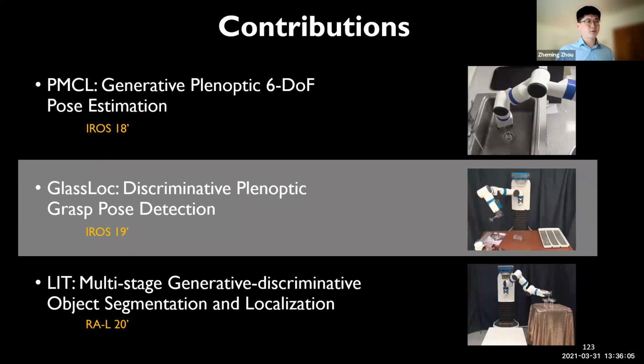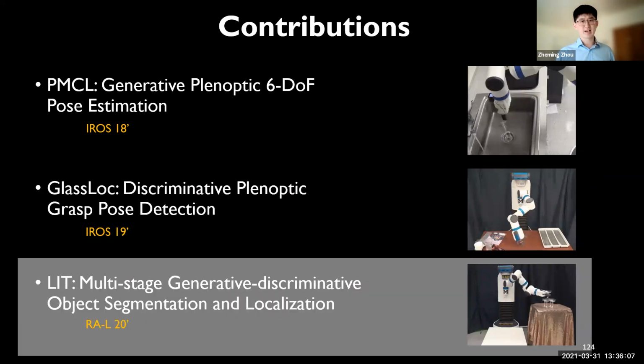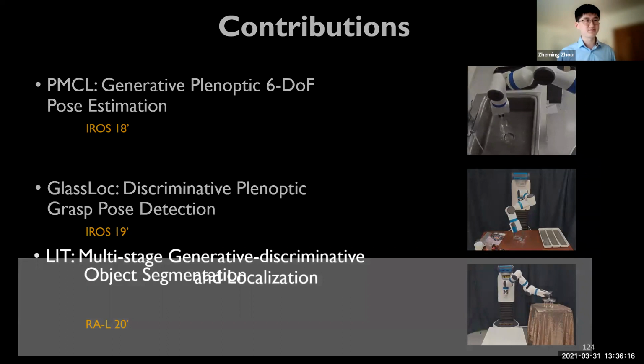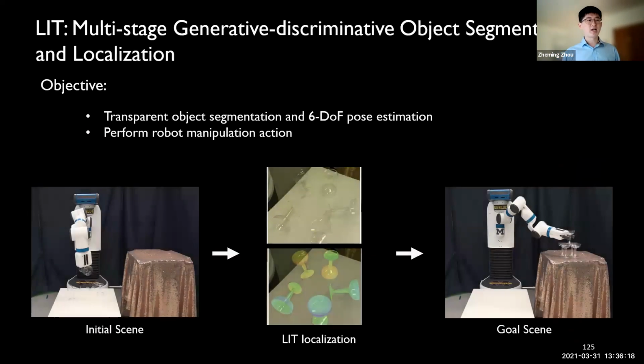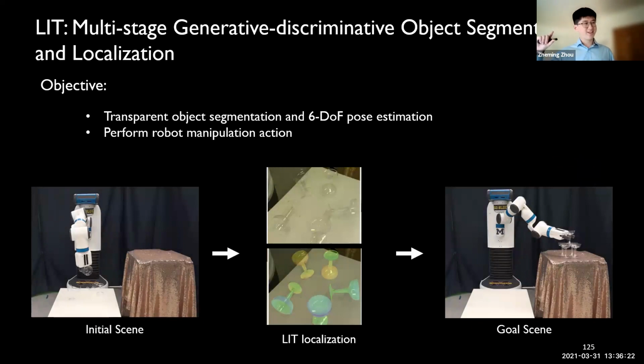So building on those insights, in our third work, LIT, we leverage the discriminative and the generative method for transparent object segmentation and localization. The objective of LIT is to perform transparent object segmentation and 6-degree-of-freedom pose estimation for more cluttered, more challenging scenes, and then enable the robot to perform manipulation under those scenarios.